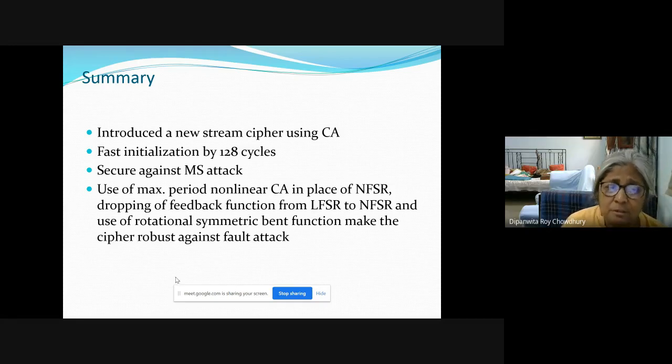We use maximum length nonlinear CA in place of NFSR, dropping the feedback function, as I mentioned, going from LFSR to NFSR, and we use a rotational symmetric bent function. This makes the cipher robust against fault attack. So these are the things we have achieved. The design is now such that fault attack can be fully avoided.